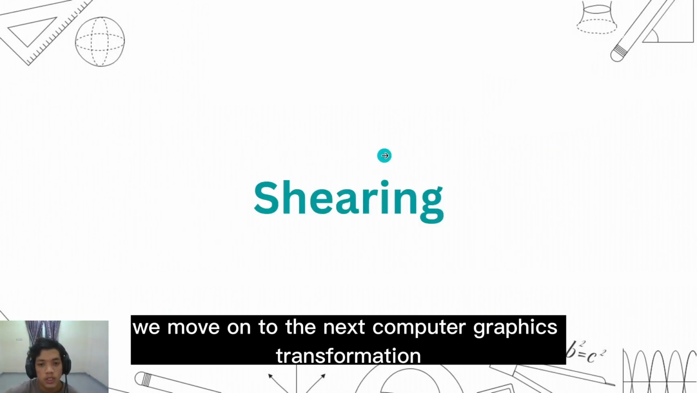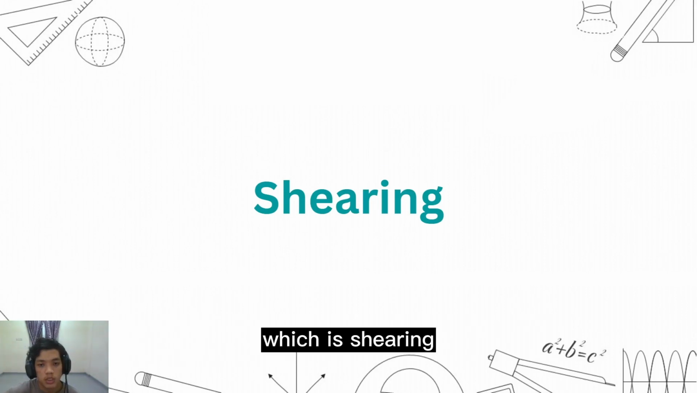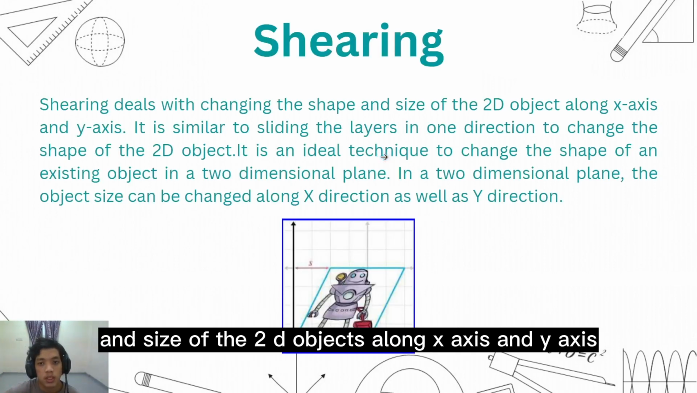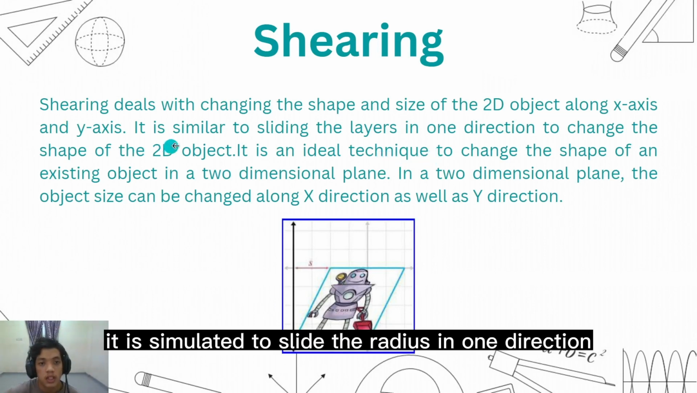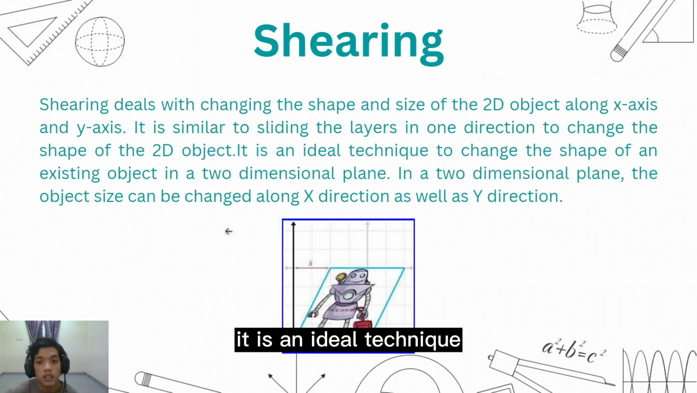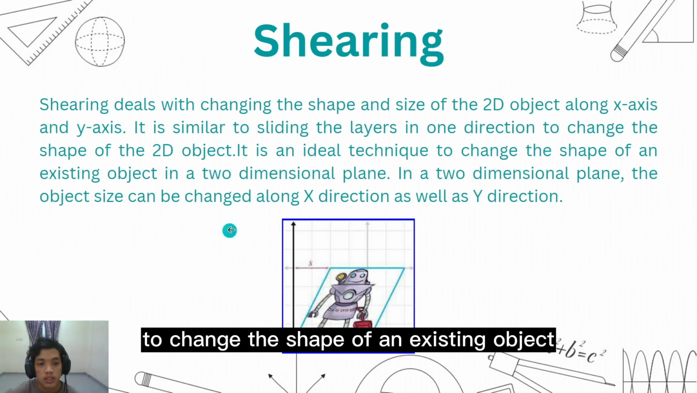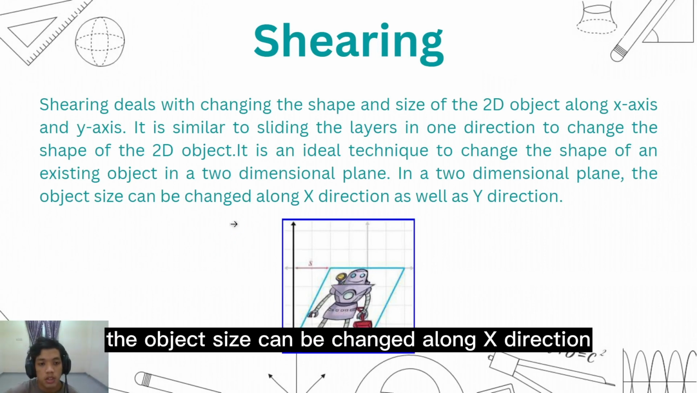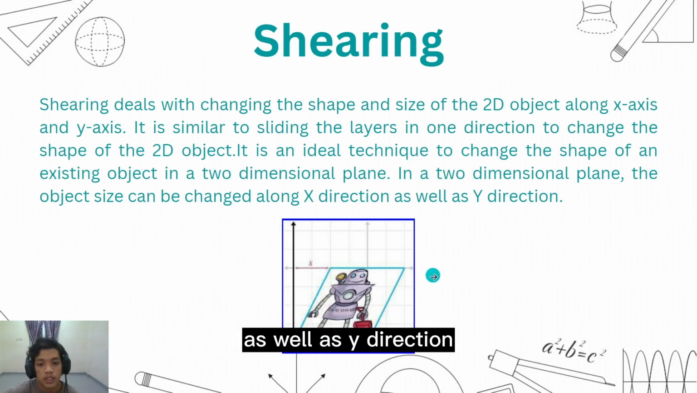We move on to the next computer graphics transformation, which is shearing. Shearing deals with changing the shape and size of 2D objects along the x-axis and y-axis. It is similar to sliding the layers in one direction to change the shape of the 2D object. It is an ideal technique to change the shape of an existing object in a two-dimensional plane. In a two-dimensional plane, the object size can be changed along the x direction as well as the y direction.